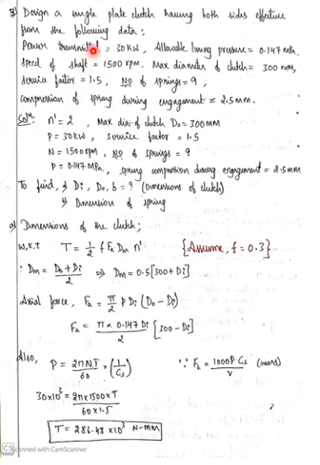Okay, next one. Design a single plate clutch having both the sides effective from the following data. Power transmitted is equal to 30 kW, allowable lining pressure is equal to 0.147 megapascals, speed of the shaft is equal to 1500 rpm, maximum diameter of the clutch is 300 mm, service factor is equal to 1.5, number of springs is equal to 9, and compression of the spring during engagement is equal to 2.5 mm.